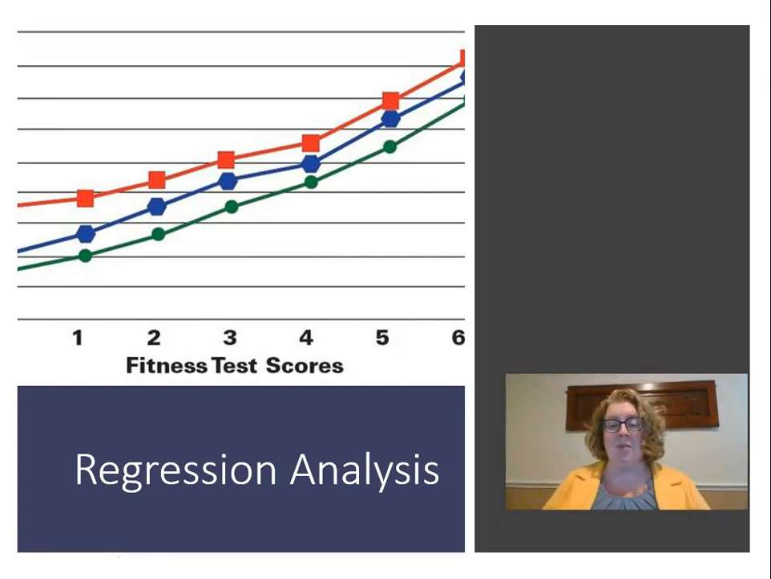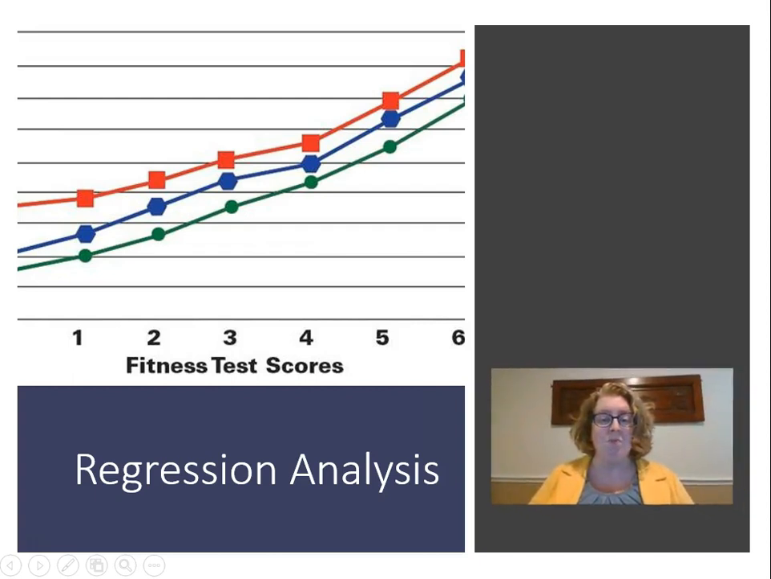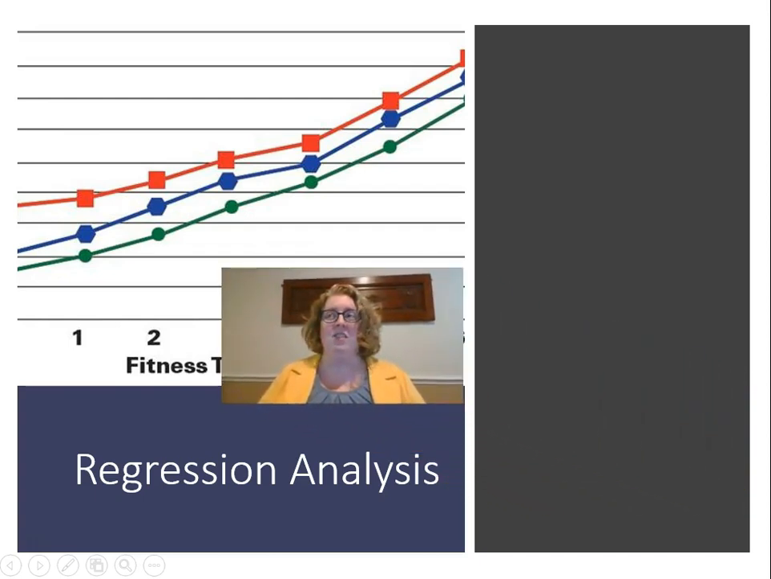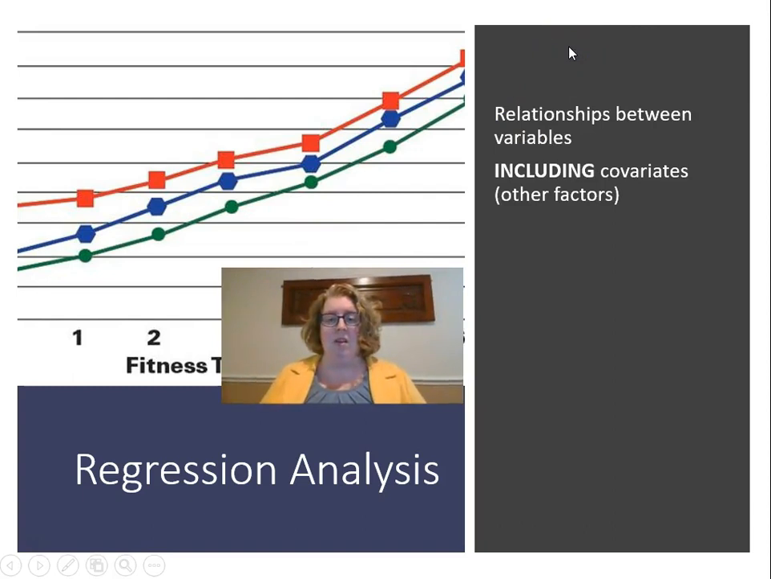So now we're going to talk about regression analyses. The cool thing about regression analyses is that they allow us to put a lot of things into a correlation analysis. In correlations, we were only looking at two variables. In a regression, we're going to be able to look at a lot more variables in one place. And all those other factors we're going to call covariates.